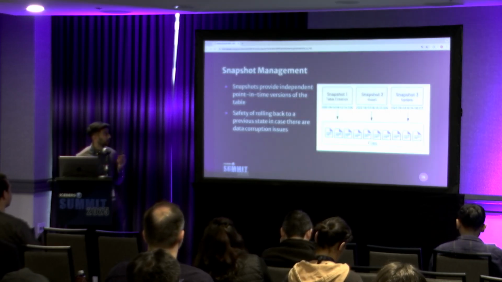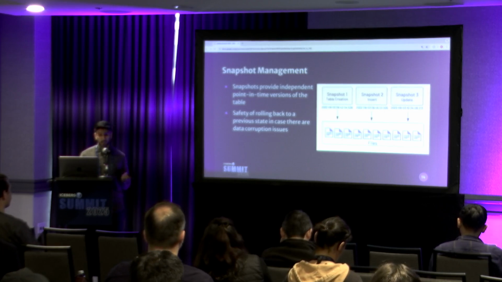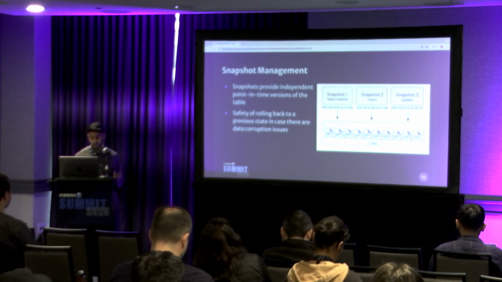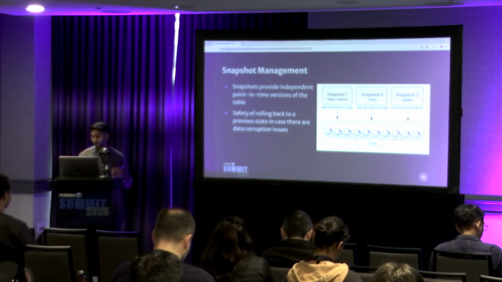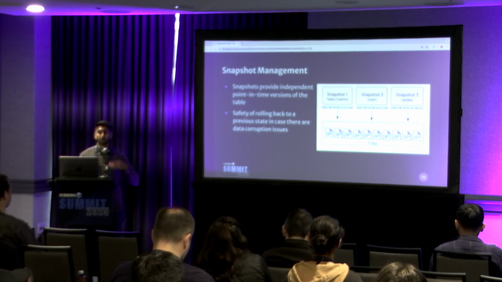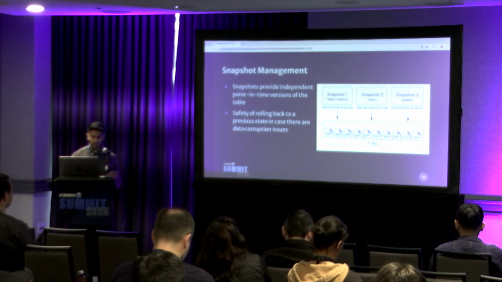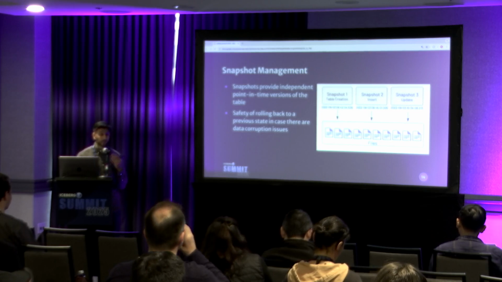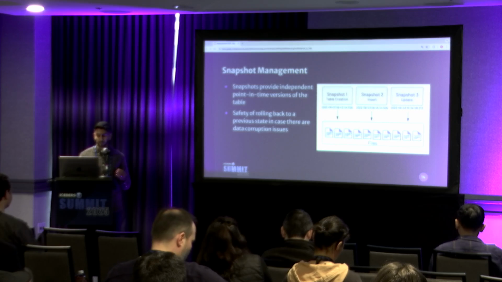And this brings us to another major advantage, which is snapshot management. Snapshots in Iceberg provide independent point-in-time versions of the data set. This is really critical because it provides a lot of safety, and it gives you the ability to roll back to a previous state or version in case there's any mistake, data corruption, or bug that was introduced. This is really important for us because we build and ultimately sell these data products, so in case there are issues in the data, we need a quick recovery.